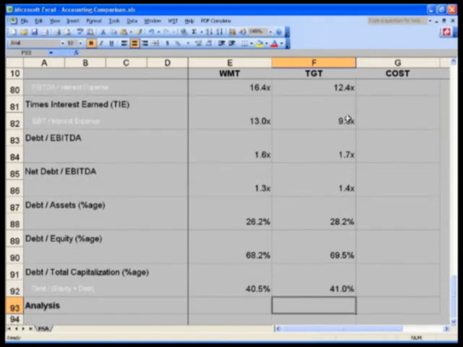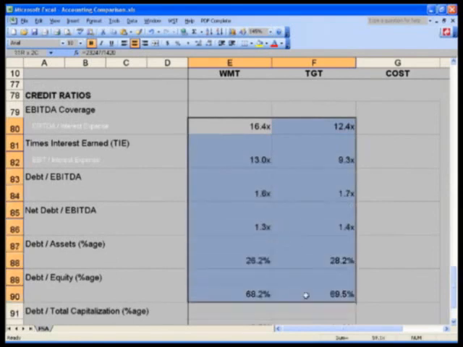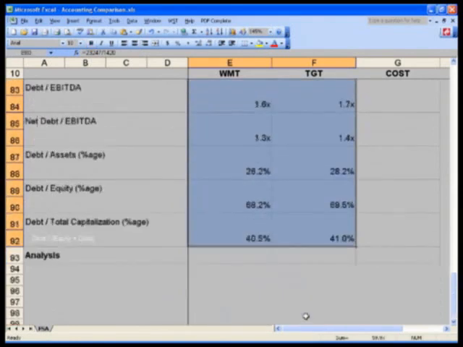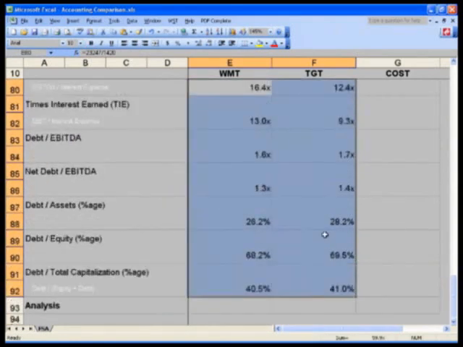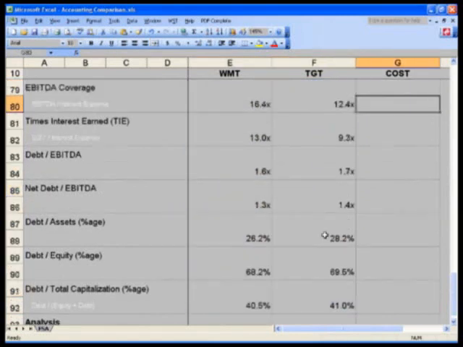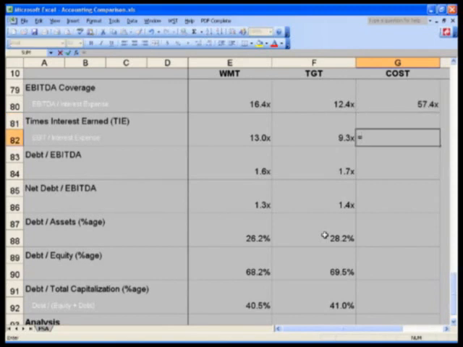Then for my debt to equity ratio, the same debt of 98.72 divided by 14,205 of equity, 69.5%. For my total debt to cap ratio, I would say equals that same 98.72 of total debt divided by that 98.72 plus my equity base, 14,205. And I will have 41% debt to cap. And when you look at these numbers, they really are not too far apart. They are very similar and very close.